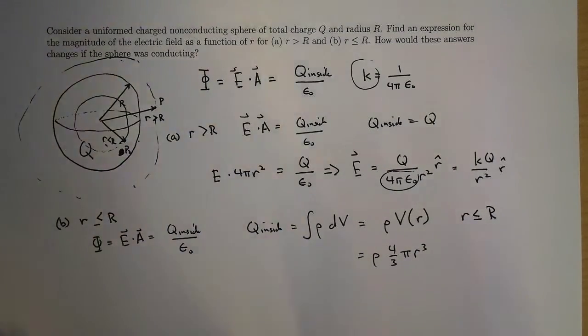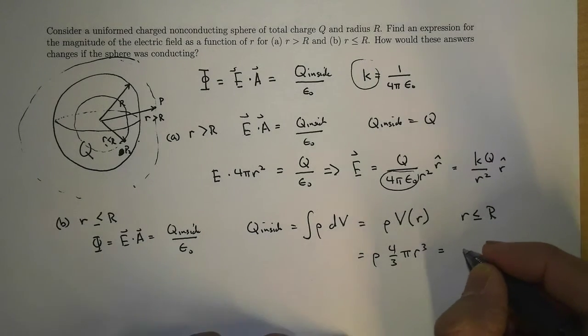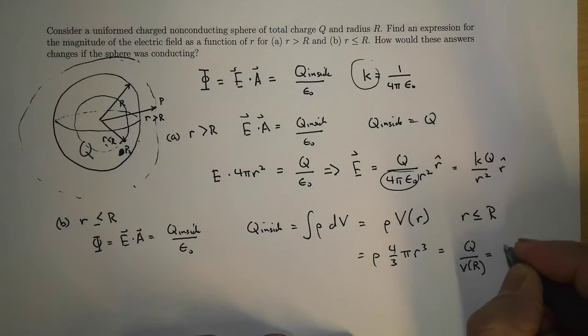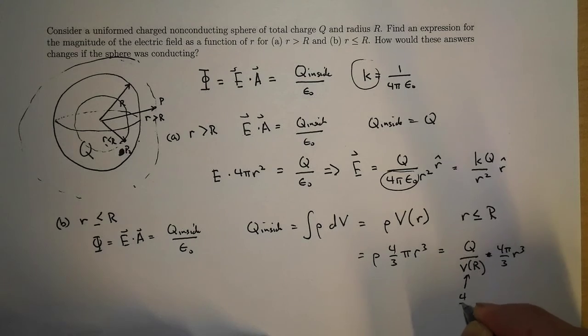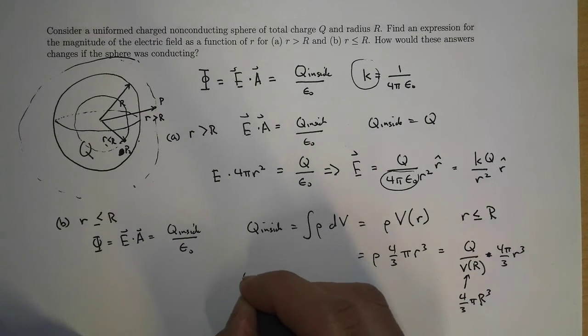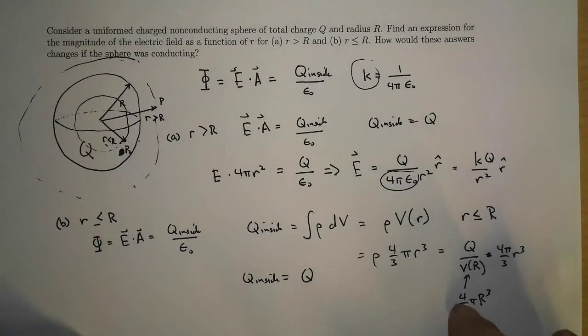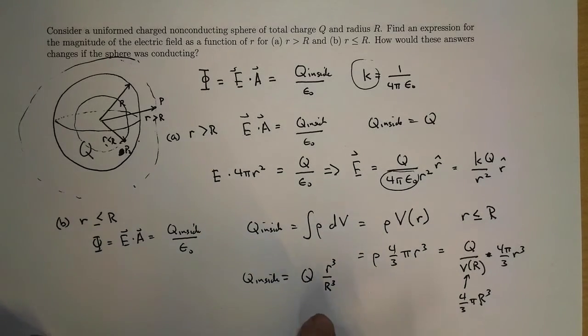And the charge per unit volume, really, is going to be equal to Q divided by the volume of the entire sphere, times 4 pi over 3 r cubed. The volume of the entire sphere is just 4/3 pi capital R cubed. So if you combine this together, that means that Q inside is equal to capital Q, the 4 pi over 3 cancel each other out, times r cubed over R cubed. All right, so let's take this and plug it in here.